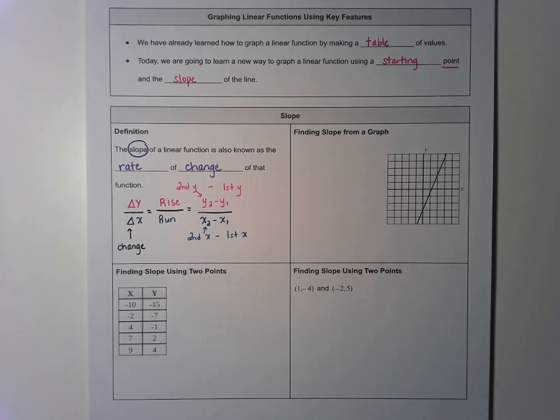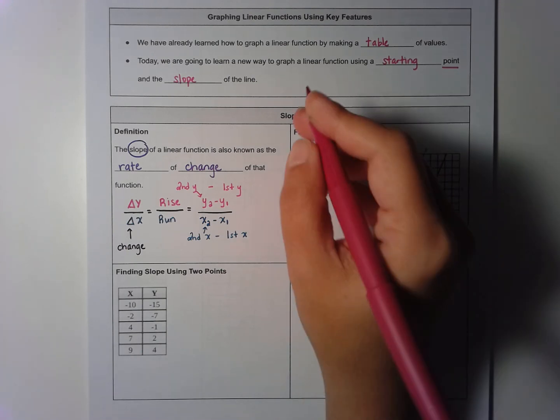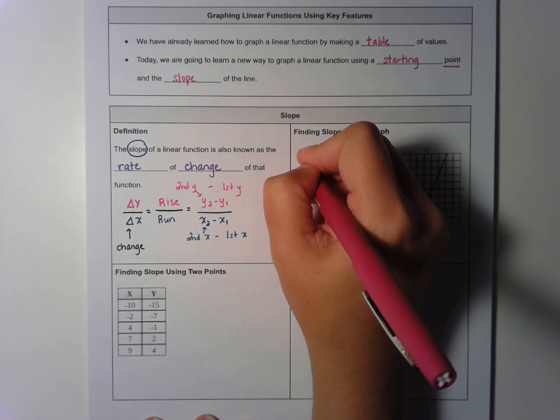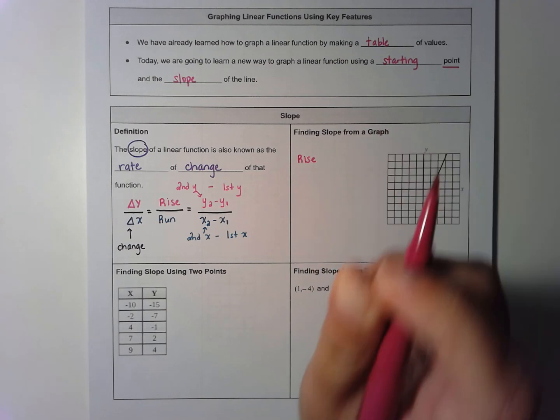Now, each of these different ways of thinking about slope has its advantages. And if I'm going to be honest with you, depending on what we have, whether we have a graph, a table, or some points, we think about slope in different ways because it makes it easier depending on the problem. So when you have slope and you have a graph, the best way to think about slope is by doing rise over run.